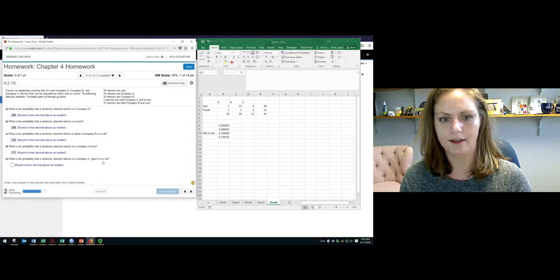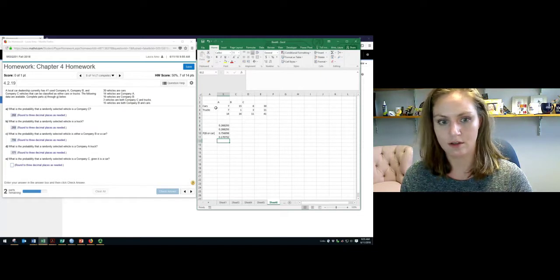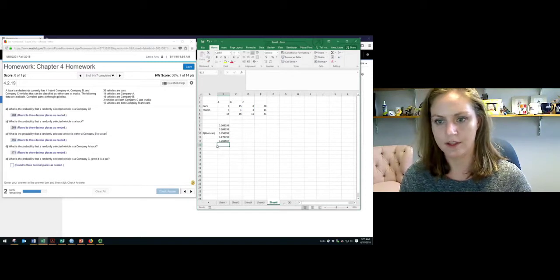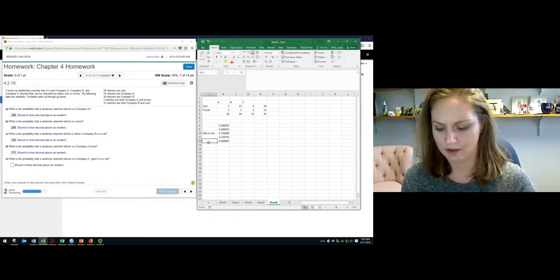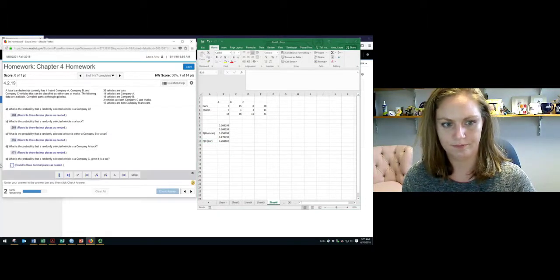And the probability that it's a company C vehicle, given that it's a car. Okay, so given that it's a car, we're only dealing with 30 cars here. So how many of those given cars are from company C? Is going to be 8 divided by the total number of cars. So again, the way that you would write this, probability of C given that it's a car. 0.267.